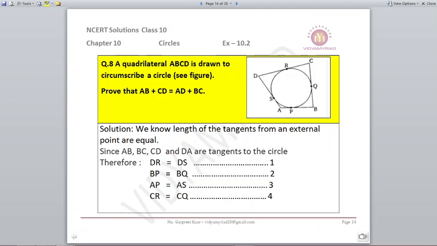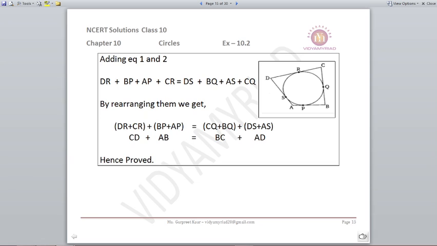Now add the left hand side and right hand side together, we will get DR plus BP plus AP plus CR is equal to DS plus BQ plus AS plus CQ. Now rearrange them and make them into groups. We get DR plus CR, which is CD, BP plus AP is AB, which is equal to CQ plus BQ is BC, and DS plus AS is AD, and hence we have proved it.